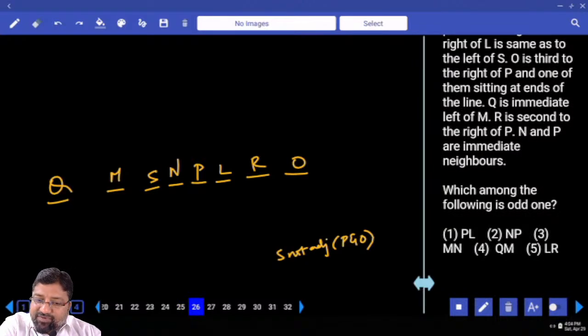Which among the following is the odd one? P and L, neighbors. N and P, neighbors. M and N, there is a gap of 1 person. Q and M are neighbors. L and R also. Which option is my answer?